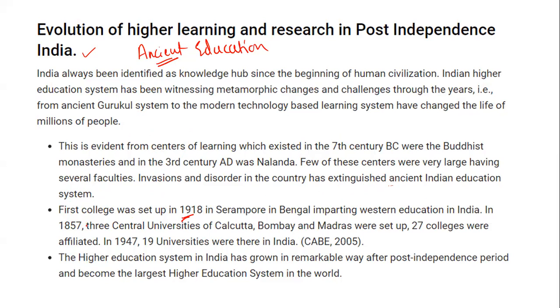In 1857, this is a very, very important topic because you can see a lot of questions on it, 3 universities were set up, that is the University of Calcutta, Bombay and Madras. Here they normally give you Delhi as an option, but Delhi is not the right option because the universities set up were only in Kolkata, Bombay and Madras. 27 colleges were affiliated, and 19 universities were there in India.